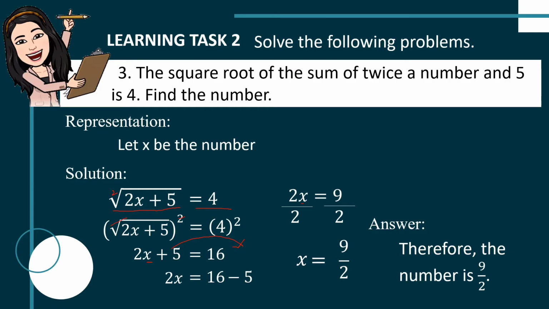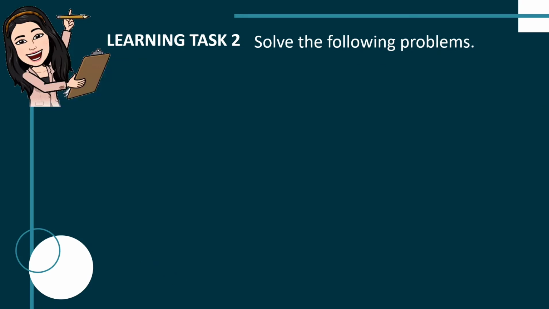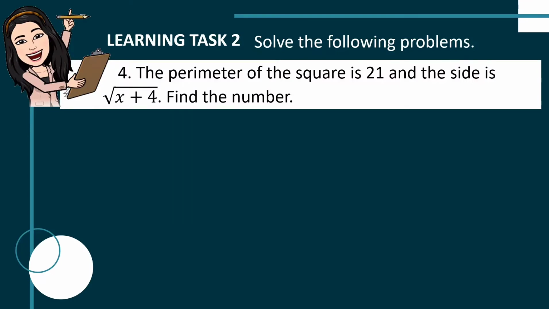Okay, next. Okay, class, so let us proceed with our problem number 4. The given is the perimeter of the square is 21 and the side is the square root of x plus 4. Let us find the number. So this is an example of a geometric problem since this involves a perimeter of the square. So remember the formula in finding the perimeter of the square. Okay, very good. So that is 4 times the side. It says the perimeter of the square is equal to 21. And the side is also given, but it is represented as an unknown, the square root of x plus 4. We have to find that number. What is that number? That is the value of x. So let us represent it as the number.